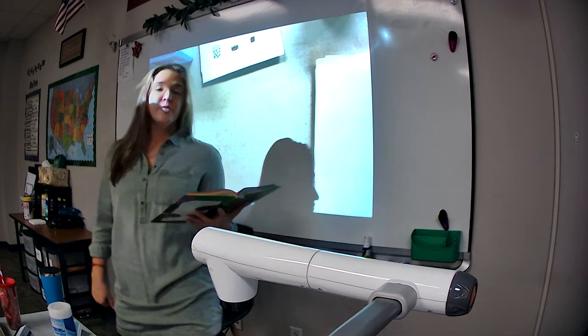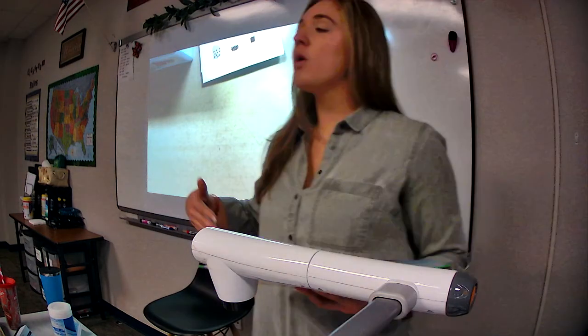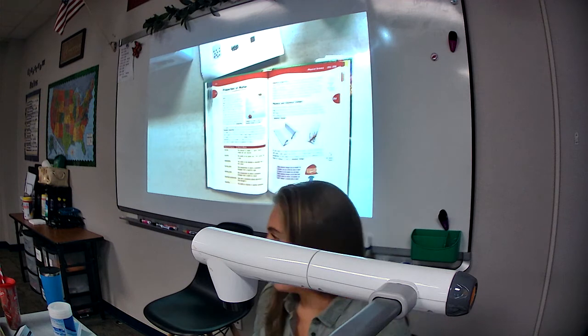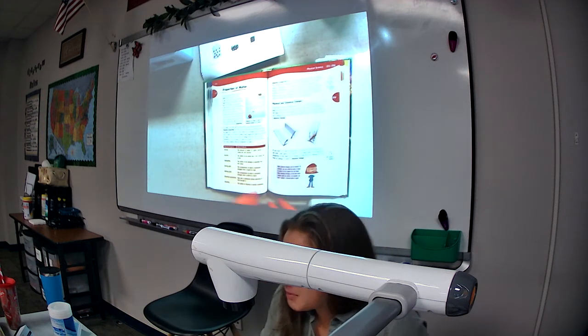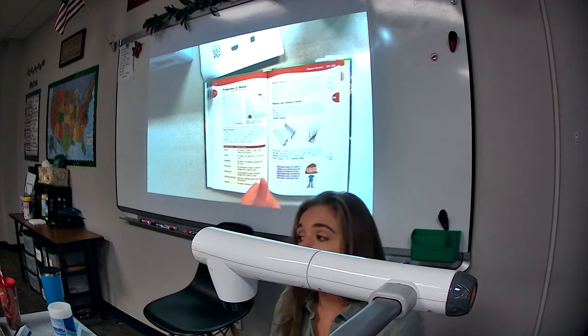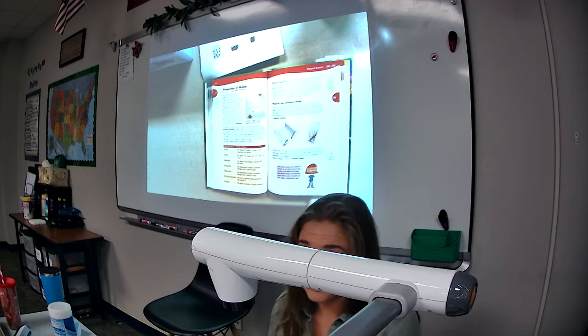Good. Those are all physical properties. Things that you can observe or measure about the object without having to change it. Okay? If I measure the weight of my book, I will still have the same book after I finish, right? Now, there are some properties that when I go to measure it, it will change the object. Flammability is a good example.